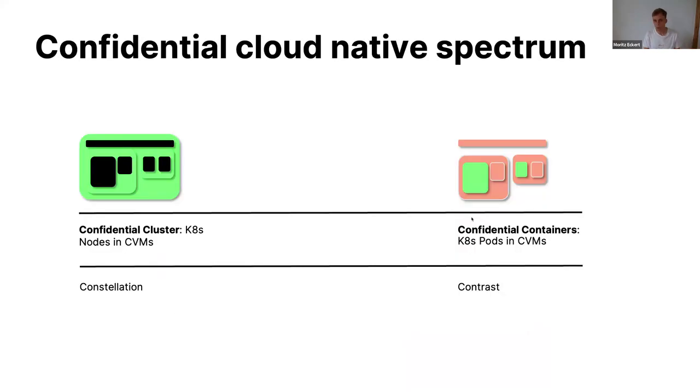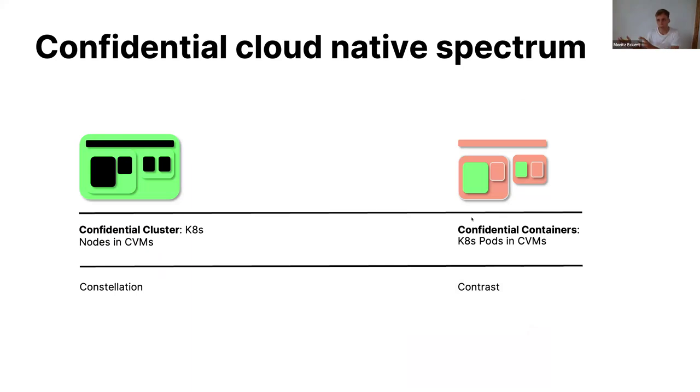On one hand, we can apply this to just the Kubernetes nodes, isolate an entire node and throw whatever we want to throw in there. And if we do this with all the nodes and bring this together in a cluster, we usually call this a confidential cluster. This is one concept that exists in the confidential computing world. We are building a project called Constellation based on that, but this is not the focus of Contrast, so also not the focus of this presentation.